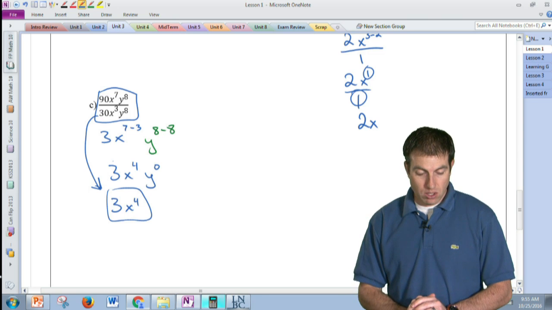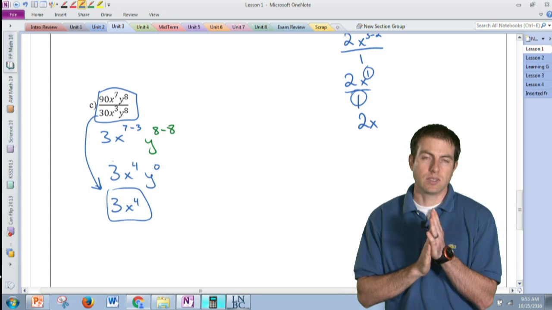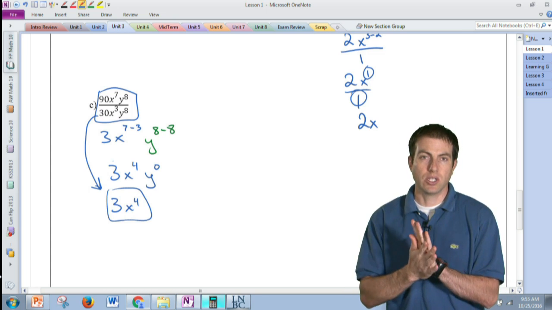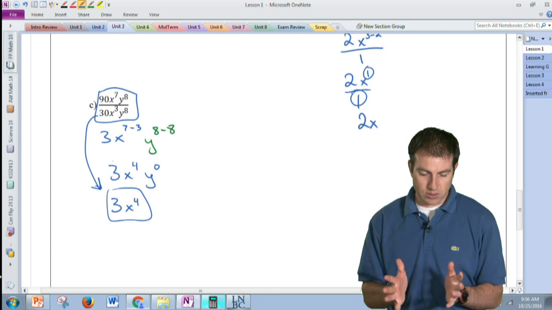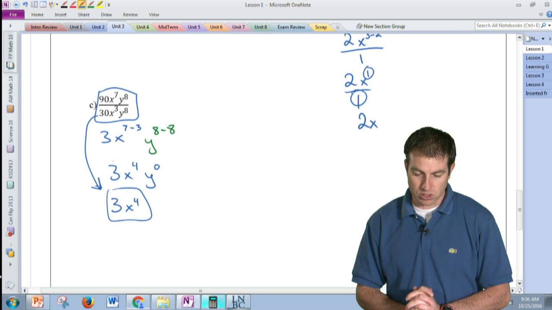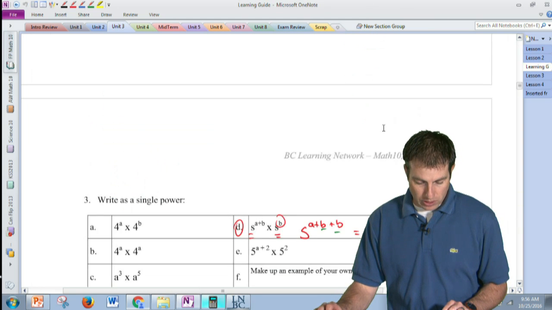Now, normally I would just continue on to lesson 2, but because most of us need to finish off our learning guide for unit 1 and then get that test written, what I'm going to do is give you guys some time right now to do that stuff. So before I do that, I'm just going to look at the learning guide from this unit.